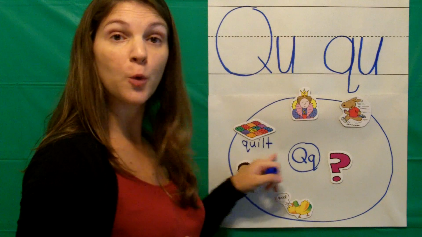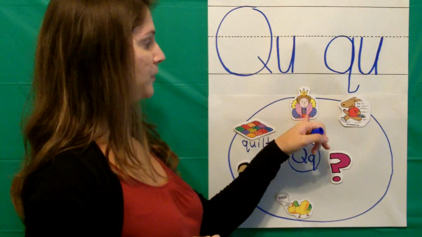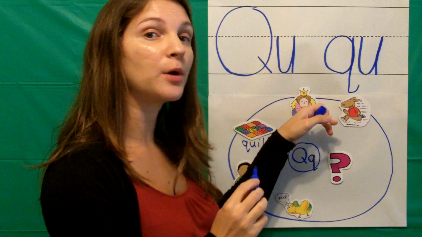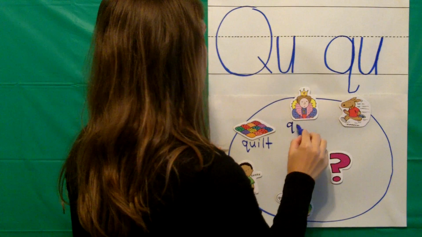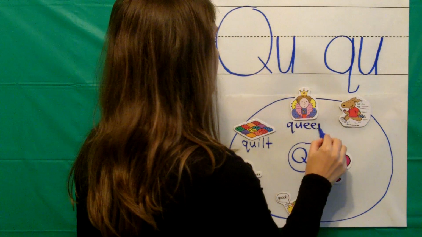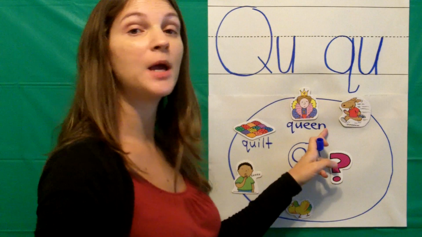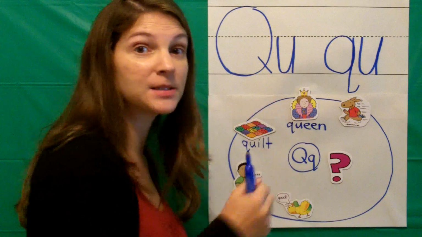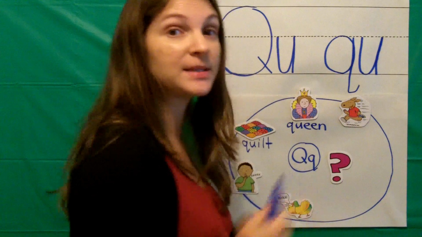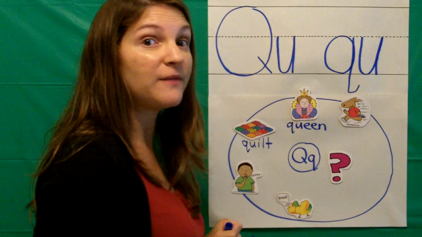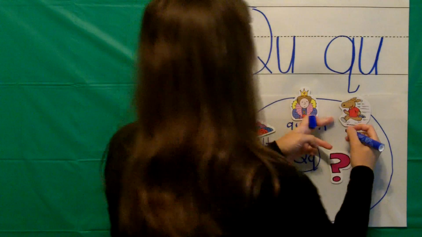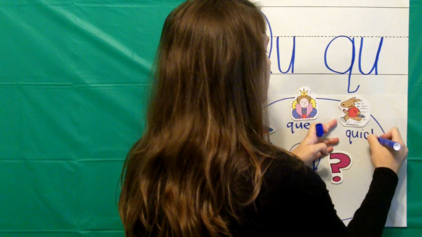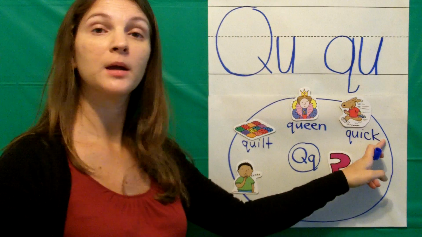Q-U-I-L-T says quilt. Next, over here, the king is married to a queen. Let's write the word queen. Q-U-E-E-N. Queen. Can you say queen? This is a bunny rabbit, and he is running so fast. What's another way to say running really fast? He's running really, he's very, very quick. Q-U-I-C-K. Can you say quick?